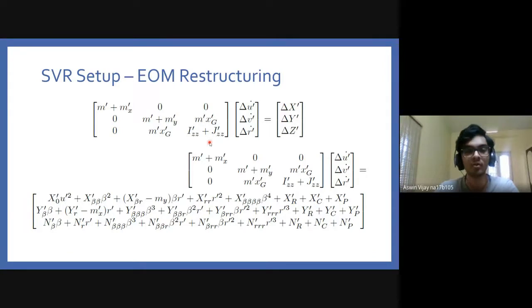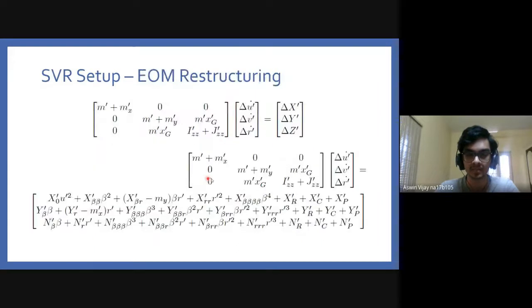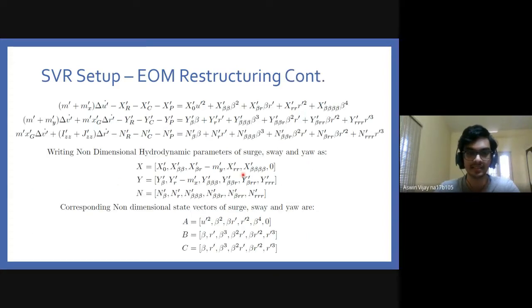So let us look at how we can restructure the equations of motion so that we can frame it as a regression problem. These are the equations of motion that I had written earlier. I am just going to expand all the terms that were written here, and write them all out like so. Now I will keep all the hydrodynamic terms, the XH terms, to one side and restructure this as such. If I expand everything, it will look like this.